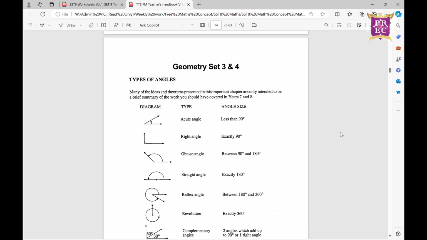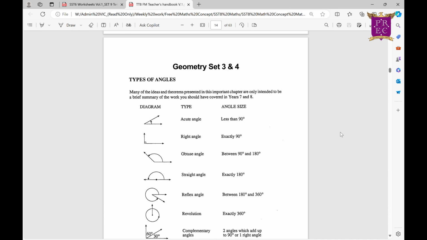Today we'll be going through geometry set 3 and 4. Okay, let's have a look. Types of angles. We've got an acute angle. So an acute angle is an angle that is less than 90 degrees. And to see what a 90-degree angle is, we look at this one, a right angle. It's in an L shape, and we signify a right angle with a square.